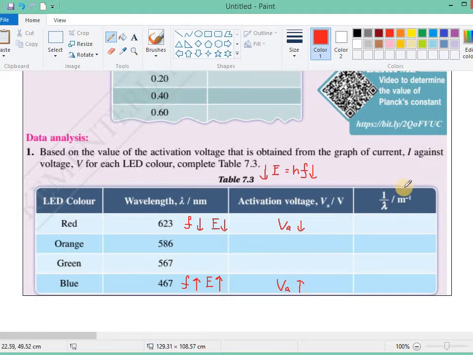Okay, so look here, this is the inverse of wavelength. This one is big, so the inverse is a small number. Here you will get a larger number. So if the inverse of the wavelength is small, then the activation voltage is small. If the inverse of the wavelength is large, then the activation voltage is large.